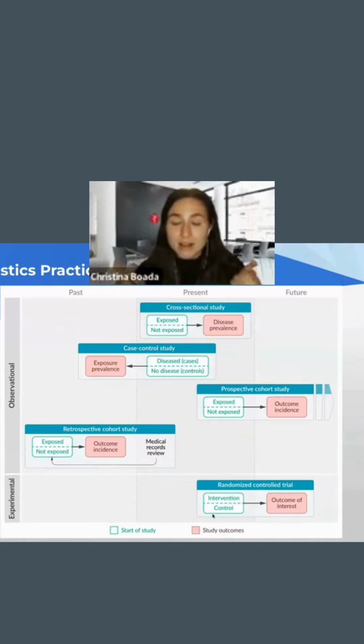They're randomly assigning, which allows for confounding variables to be evenly distributed, which is why it's the gold standard for any sort of study looking at efficacy of certain interventions over others.